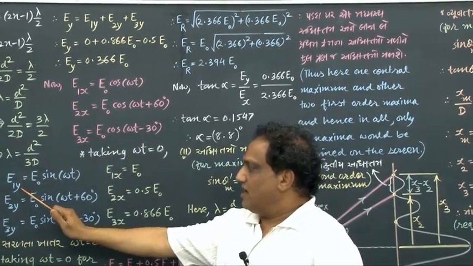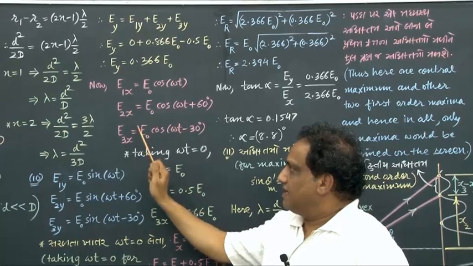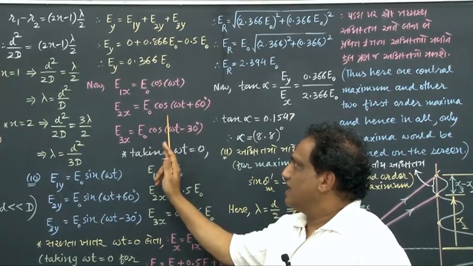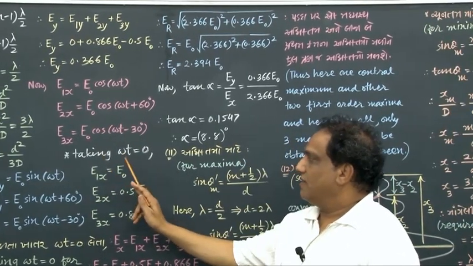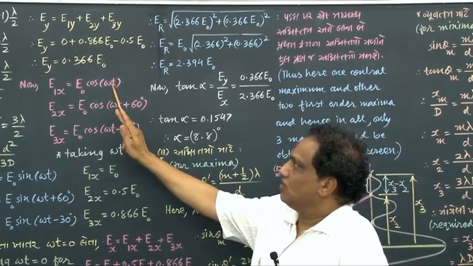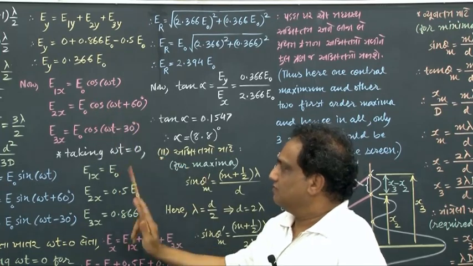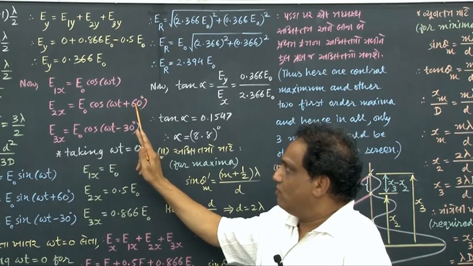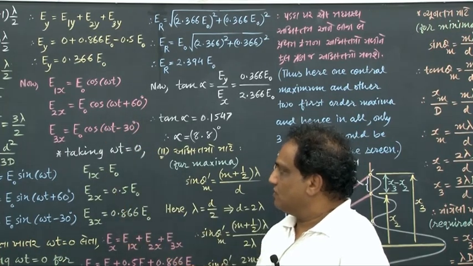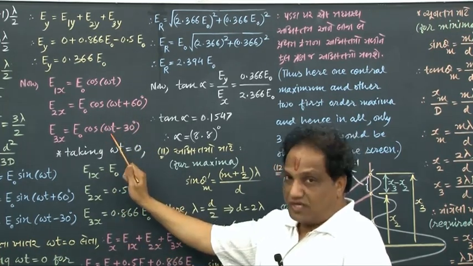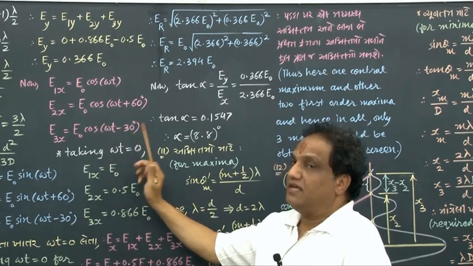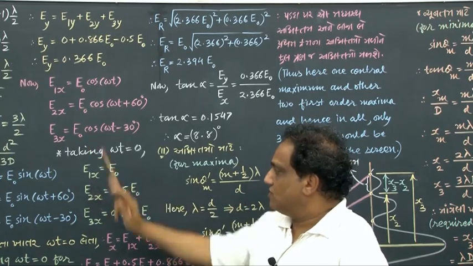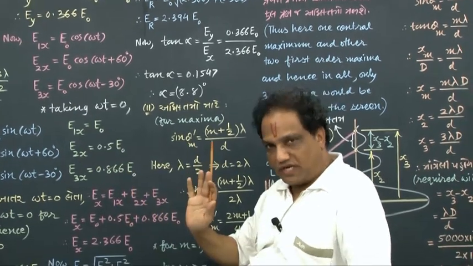Now the way you have written y components, now we can write x components, correct? Instead of sine, you should write cos, that's all. Now again taking omega t equal to 0, cos 0 is 1, 1 into E0 is E0. Put omega t 0 here, cos of 60 degree, sine 30 degree which is 0.5, 0.5 into E0. Put omega t equal to 0 here, then cos of minus 30 degree is cos 30 degree which is sine 60 degree which is 0.866 into E0, correct?